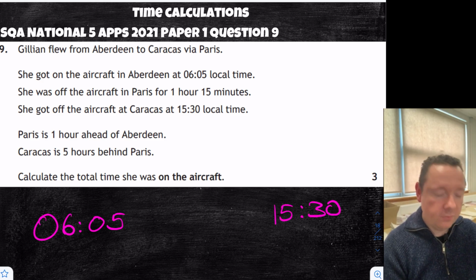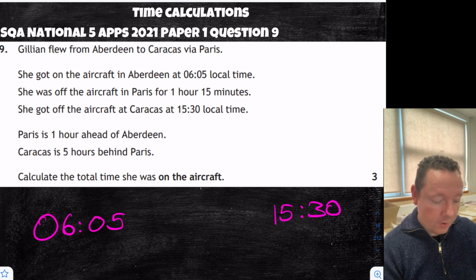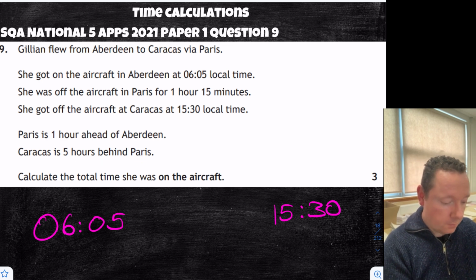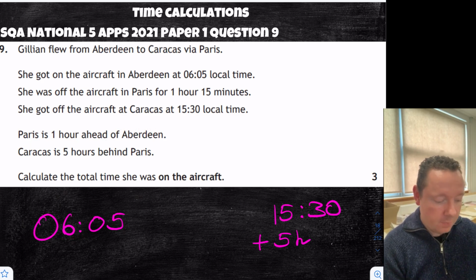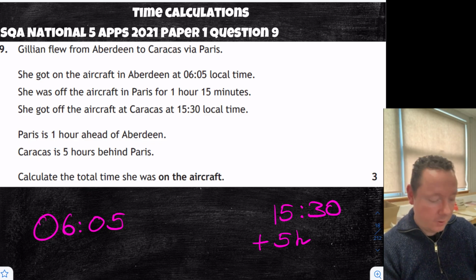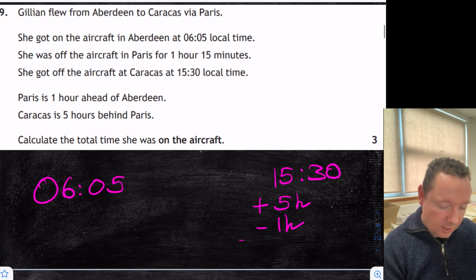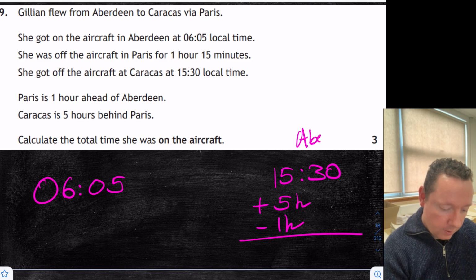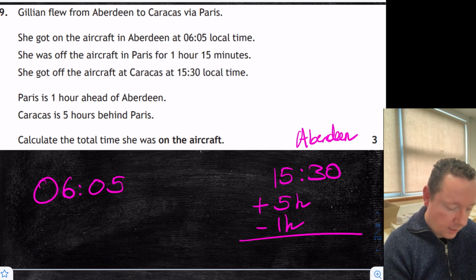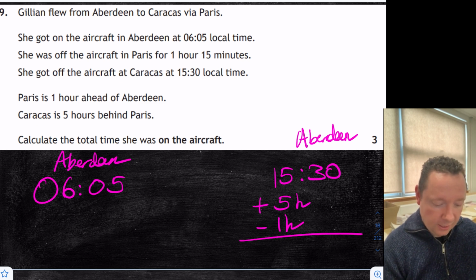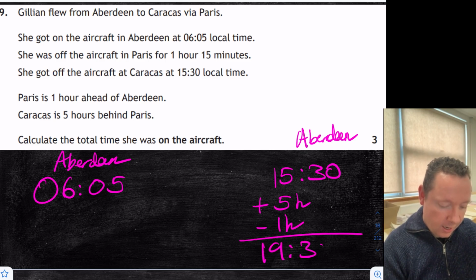15:30. But we're going to have to add in some time differences. So if we want to convert her time to Paris time, we need to add on those 5 hours. So I'll add 5 hours. But then if I want to go back to when she left, instead of having to mess about with her Aberdeen time, I can take away 1 hour for Paris being ahead of Aberdeen. So add 5 hours, but take away 1 hour. In other words, add 4 hours. So I've turned this into Aberdeen time. And this is Aberdeen time, so I'm dealing with the same thing. So 15, 16, 17, 18, 19, I get 19:30 as my finishing time.